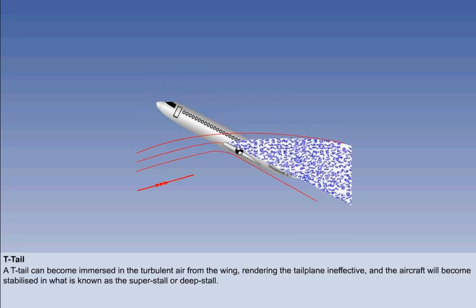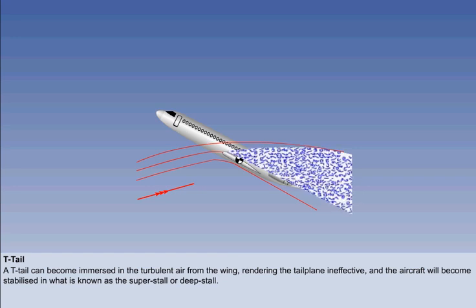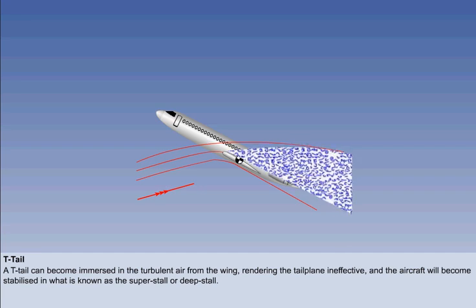Separated airflow from the stalled wing will immerse a high-set tailplane, or T-tail, in low-energy turbulent air, and elevator authority is greatly reduced, making it impossible for the pilot to reduce the angle of attack. The aircraft will become stabilized in what is known as the superstall, or deep stall.